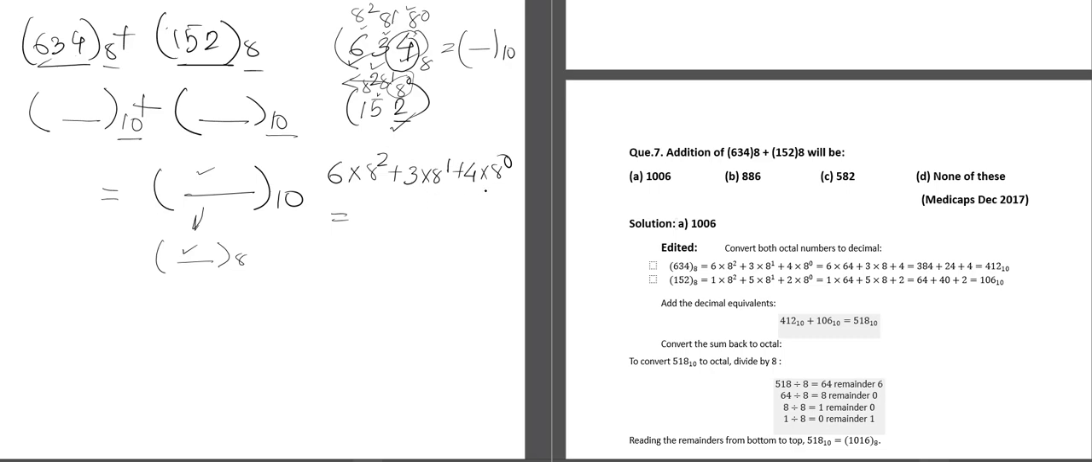And 8 to the power 0 is 1. So 4 into 1 will be 4. And this result will be 412. So for 634 we are getting the decimal number 412.